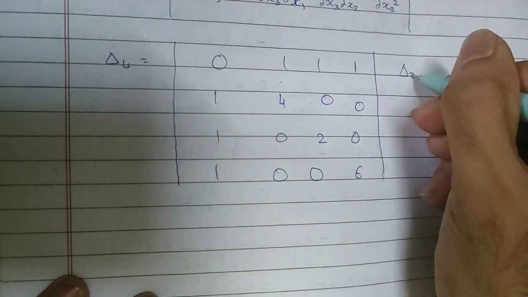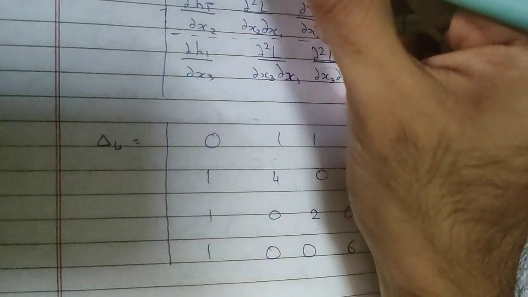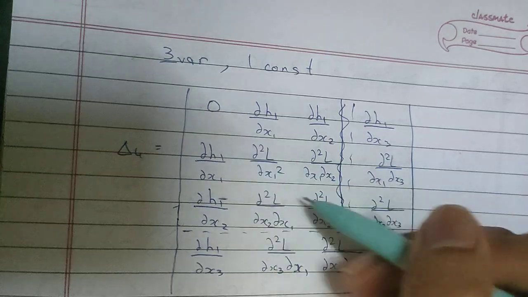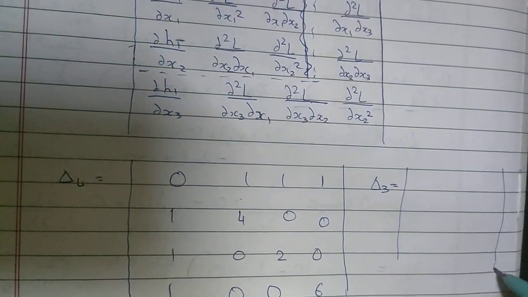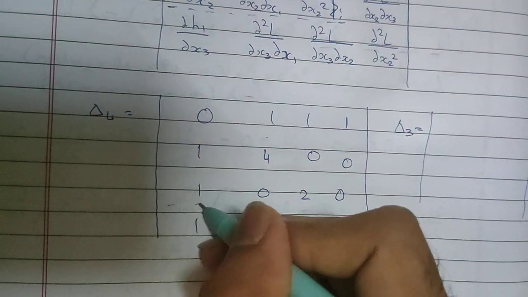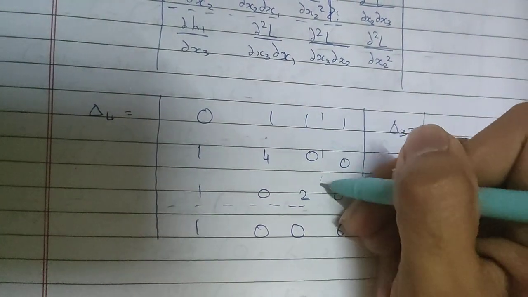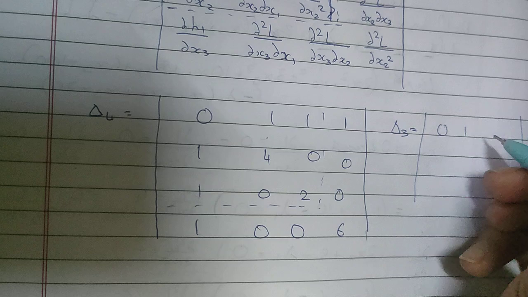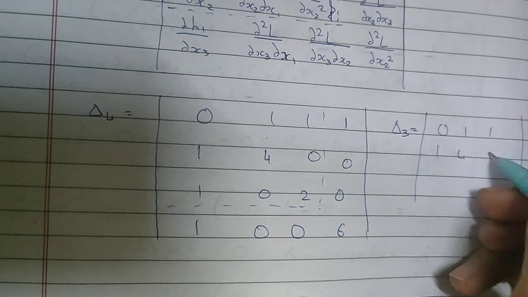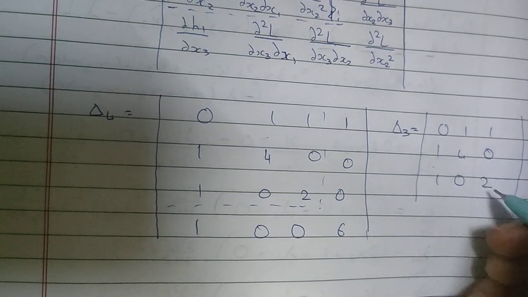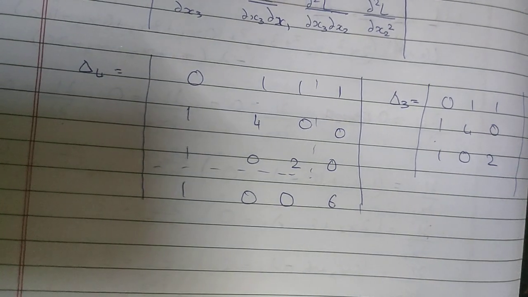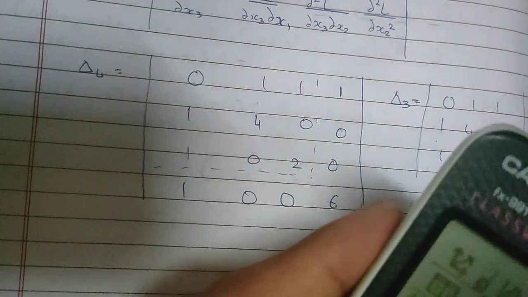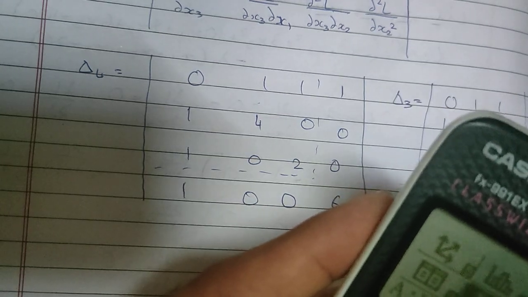And for del 3, you could just write this much part of the matrix, okay? This part of the matrix. And then after writing that formula, you can just copy paste the values from here, like these values. So you get 0, 1, 1, 1, 4, 0, 1, 0, 2. That's your del 3 right there. Now I'll just quickly calculate the values of del 4 and del 3 and be right back.